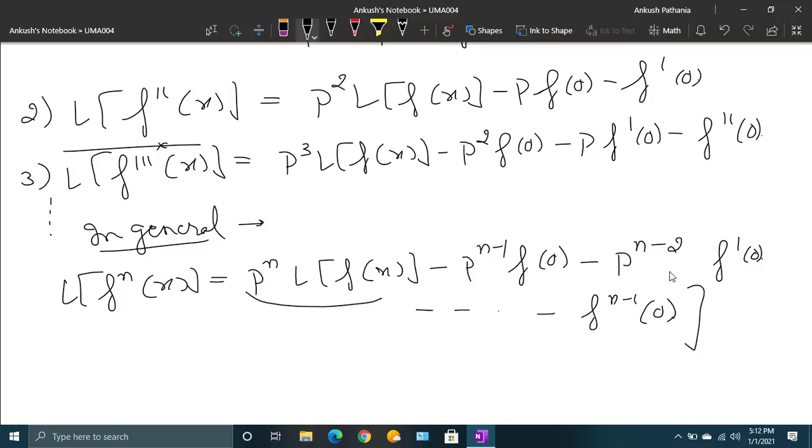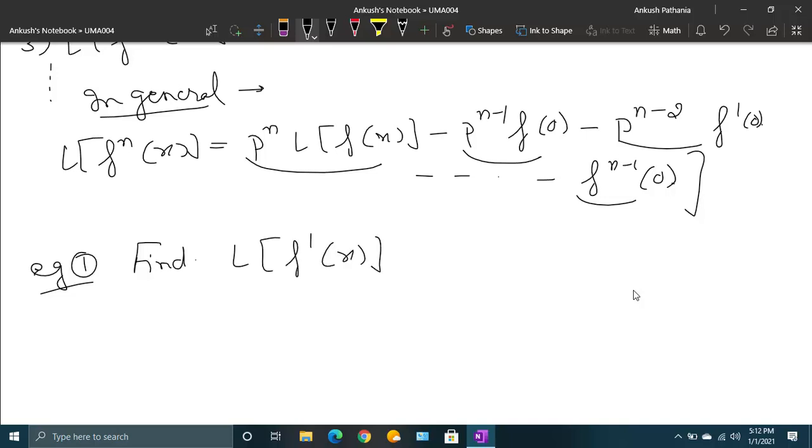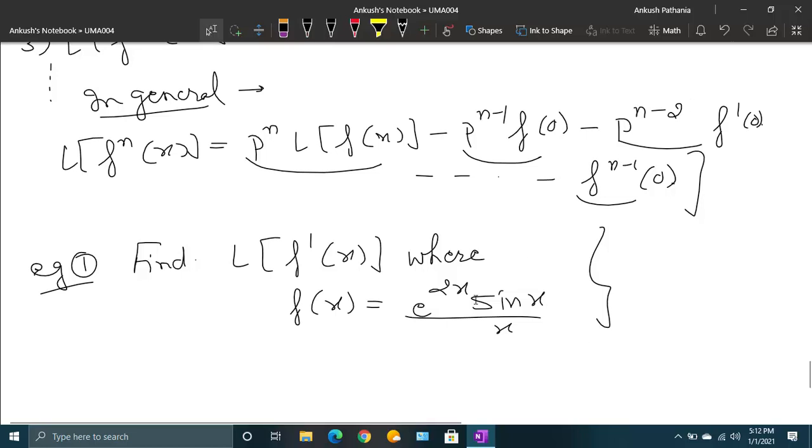This is Pn Laplace fx, Pn minus 1 dot f0, Pn minus 2 f dash 0, and finally the n minus 1 derivative of the function at 0. So mostly these types of formulas are used while solving differential equations, but sometimes the question is like: find the Laplace of f dash x, where fx is equal to e2x sin x upon x.